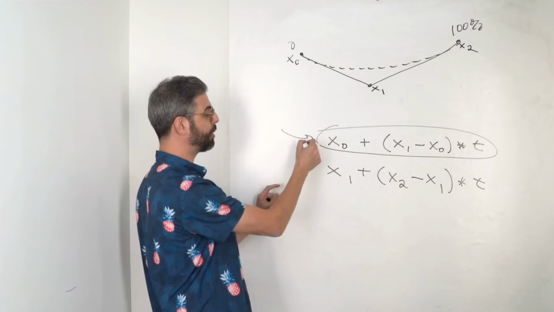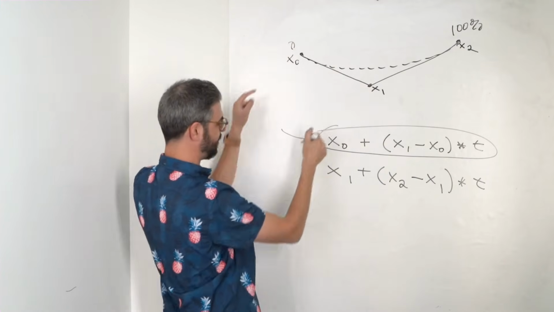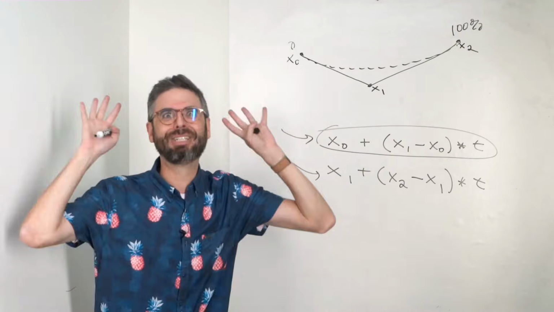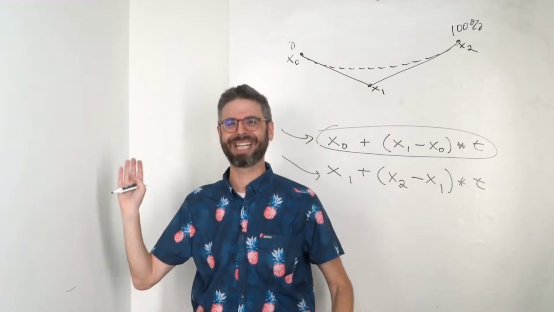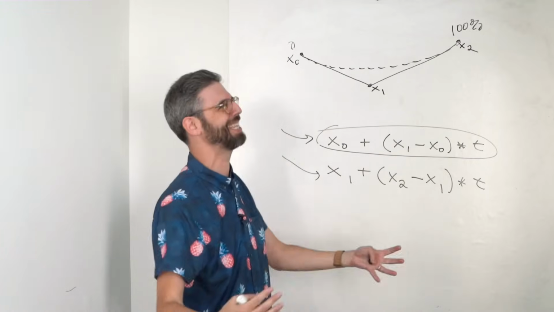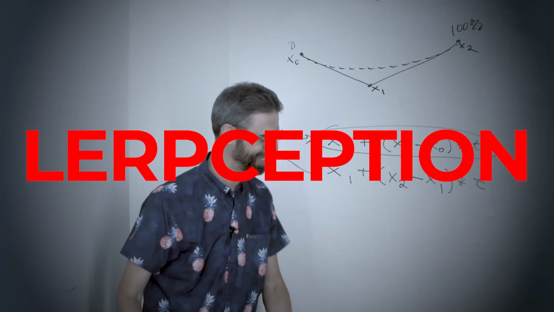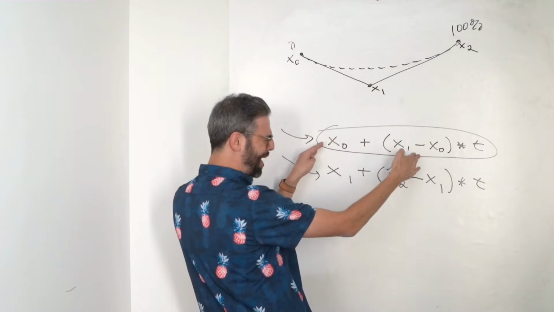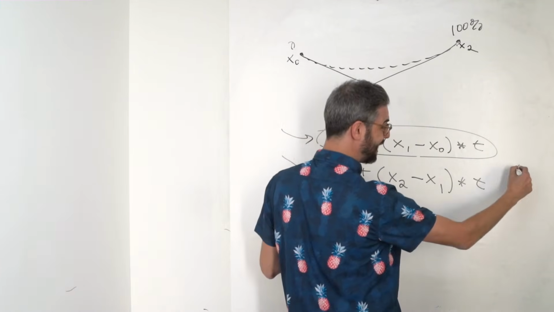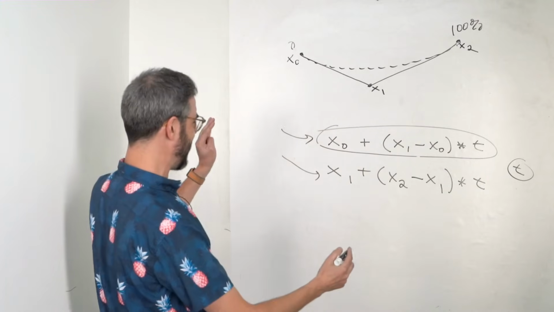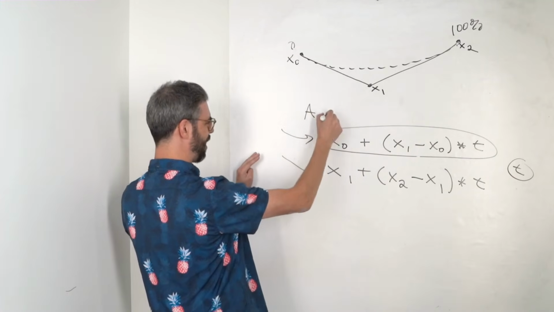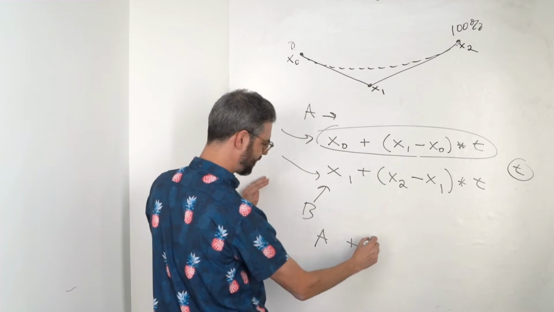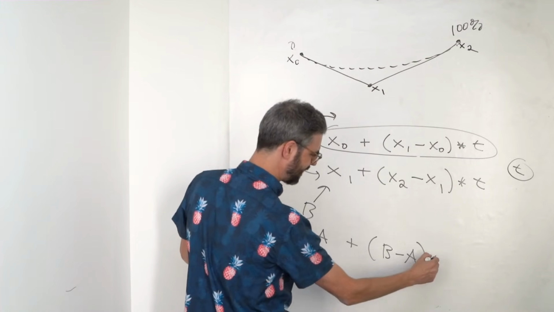This is the linear interpolation between these 2 points. This is the linear interpolation between these 2 points. What if I took, and this is going to blow your mind, it's like Lerpception. I can't say that. Lerpception. What if I lerped this point and this point by t as well? So I would be taking, if this whole thing were a and this whole thing were b, I would say a plus b minus a times t.